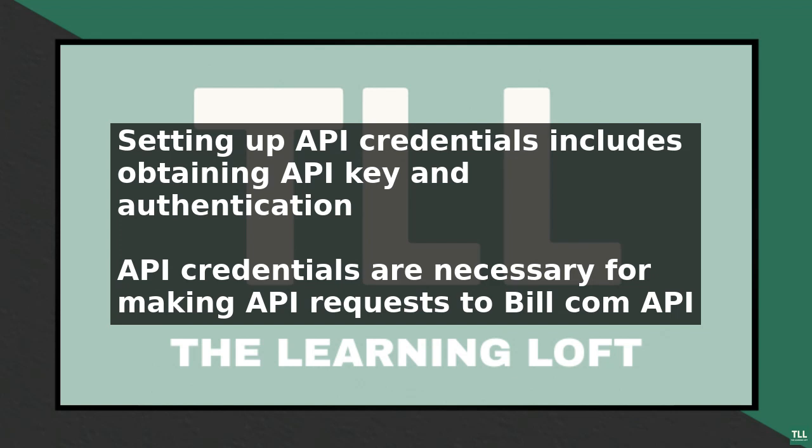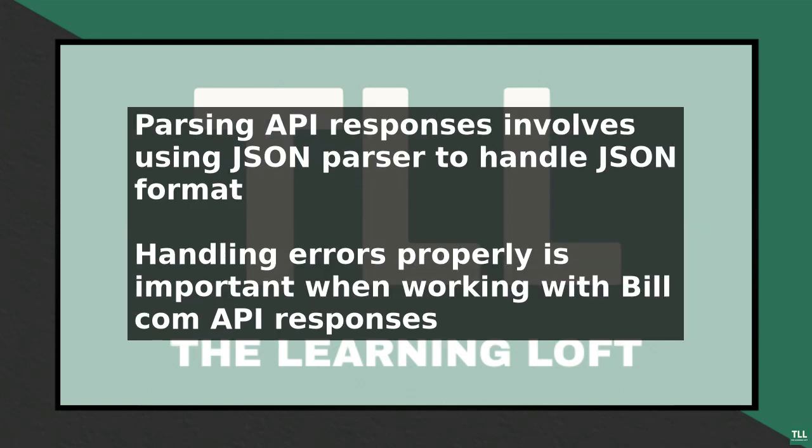Best practices. When parsing the Bill.com API SDK, there are several best practices to keep in mind. First, make sure to handle errors properly. Second, use a consistent naming convention when parsing API responses. Third, use a JSON parser to parse API responses. Finally, make sure to test your code thoroughly to ensure it is working as expected.